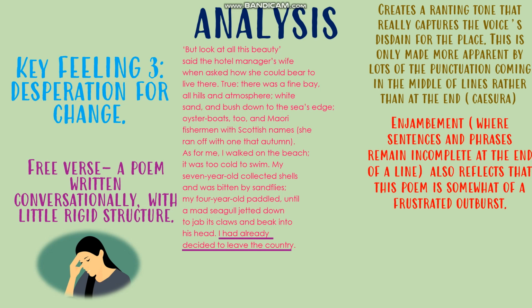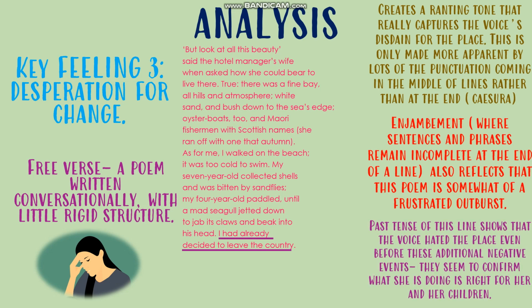And then we have this final line, which is an example of that enjambment and that 3-verse work. And the past tense of this line is also something that's great to talk about. It's good to talk about these structural things for the higher marks. The voice seems to hate this place, even before these horrible negative things happen on this beach. So she has these things happen on the beach. She's already decided to leave anyway, but this seems to confirm to her that yes, she is doing the right thing by leaving this place, and it is the best decision for her and her children. So those are the 3 key emotions from the poem.